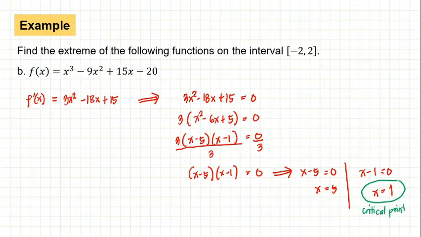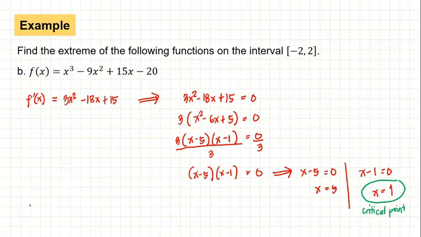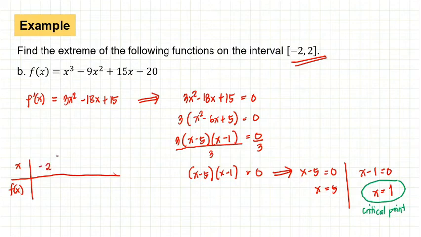Okay? So from that, let us now compare, kagaya kanina, compare the functional values at the endpoints and at the critical point. So these will still be our endpoints. So we have x here and we have f of x. So therefore, we have -2, then we have 1, then +2. And so there. Then let us try to substitute it in our original function.